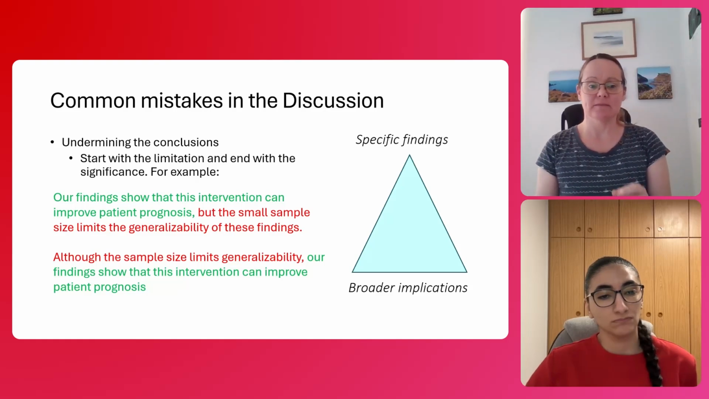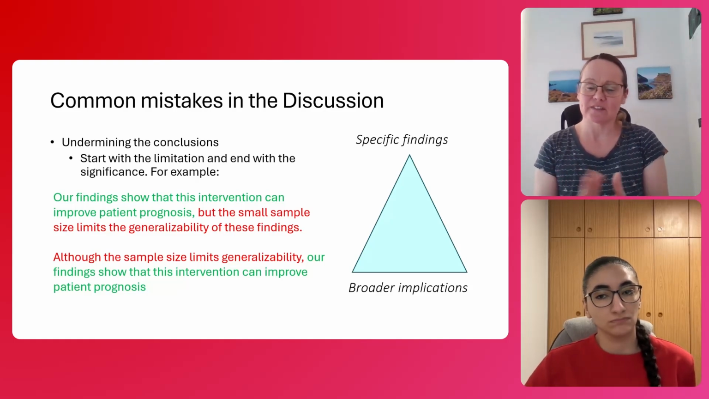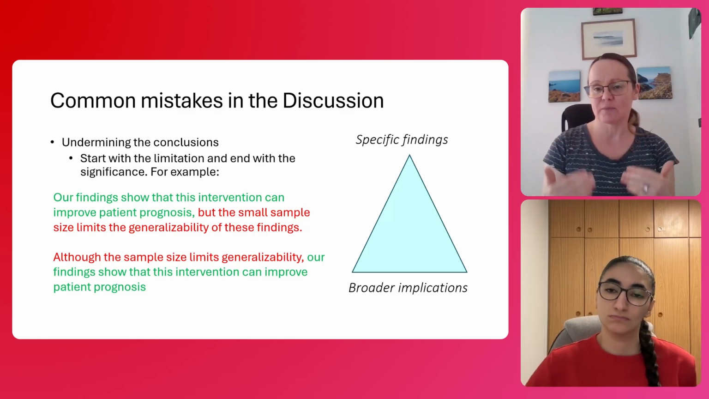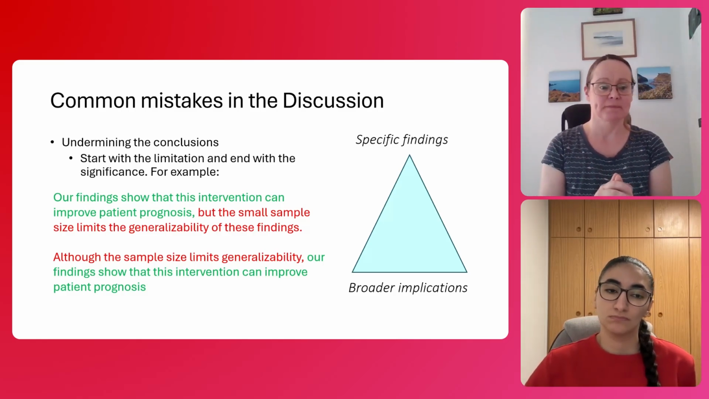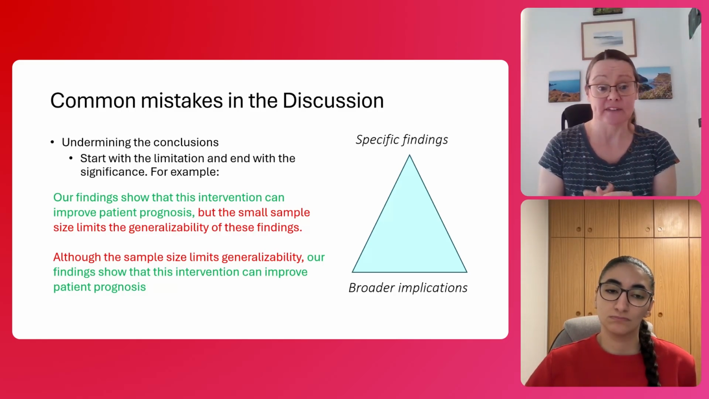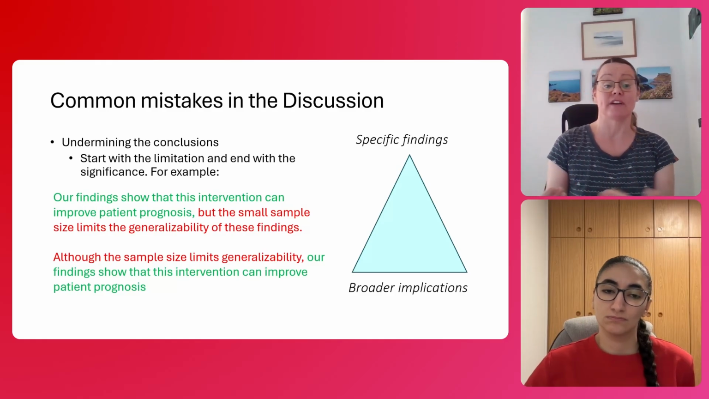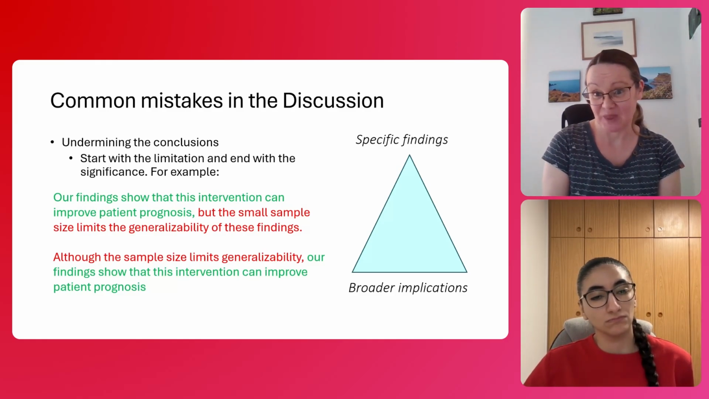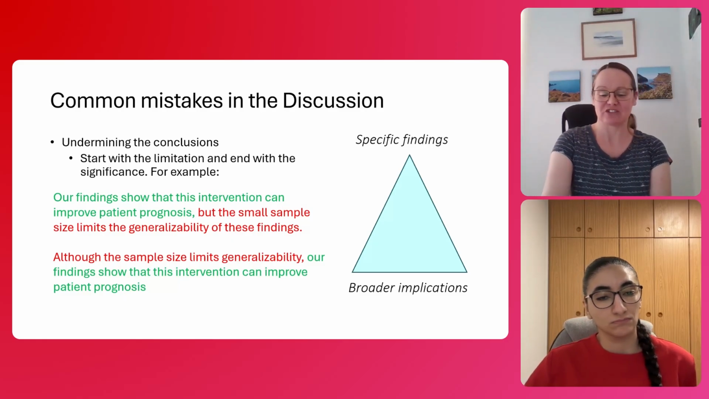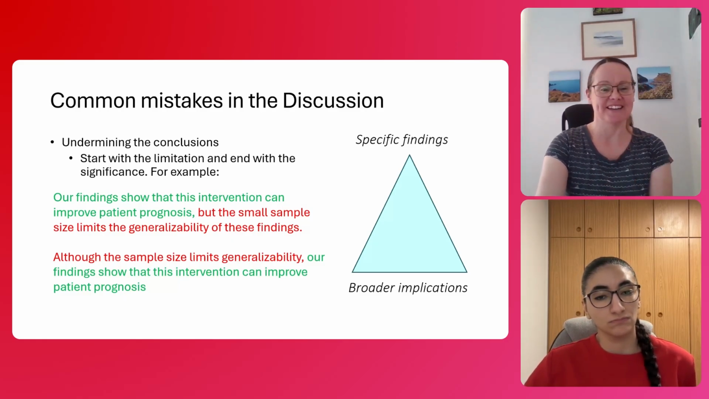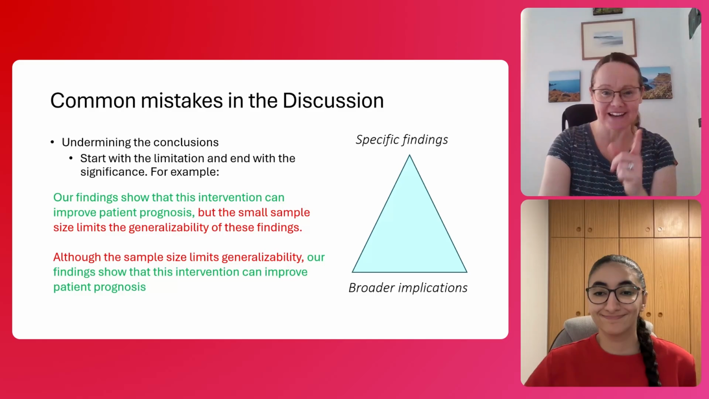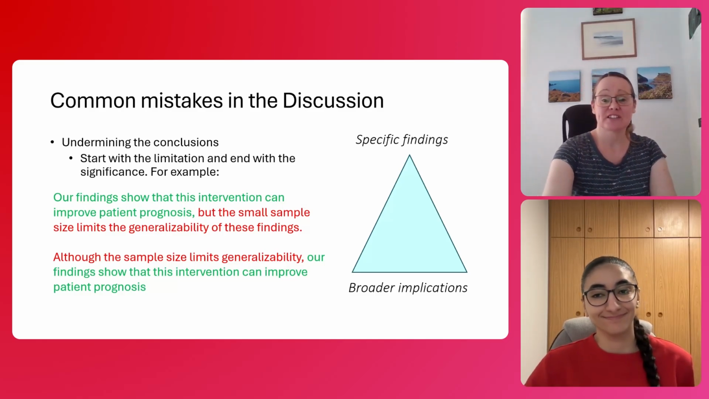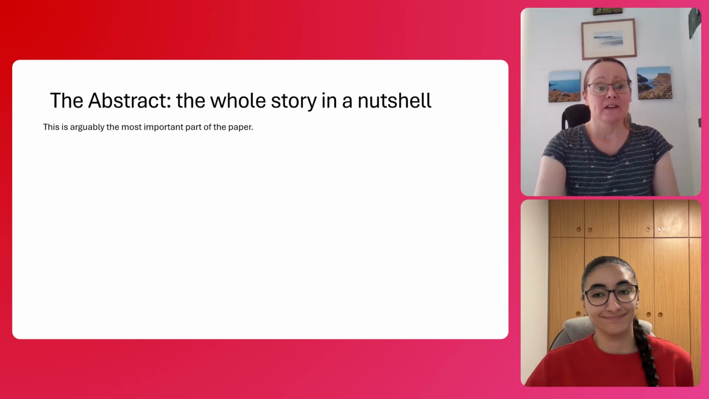But we can put a more positive spin on things if we just reorder the information, if we start off by acknowledging the limitation. Although the sample size limits generalizability, our findings show that this intervention can improve patient prognosis. Okay? Just a little trick for emphasizing the positive while acknowledging the negative. So those are the 4 sections of the research paper.